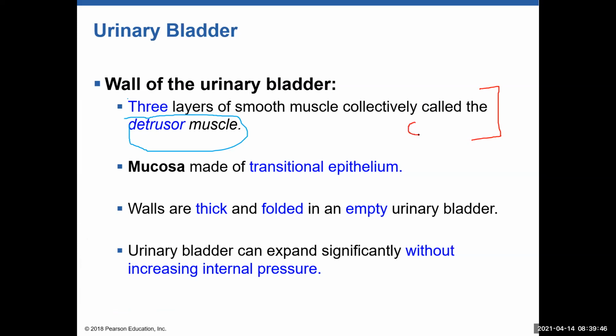If you see, this is the opposite to what we discussed in the stomach. So you will have the inner longitudinal layer, right? And then you have the middle circular layer, and then you have again the outer longitudinal layer. These three are together called the detrusor muscles. Clear?